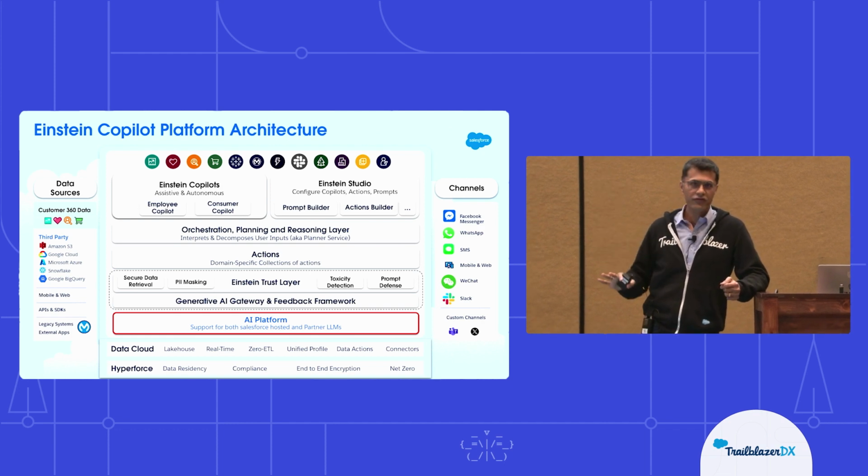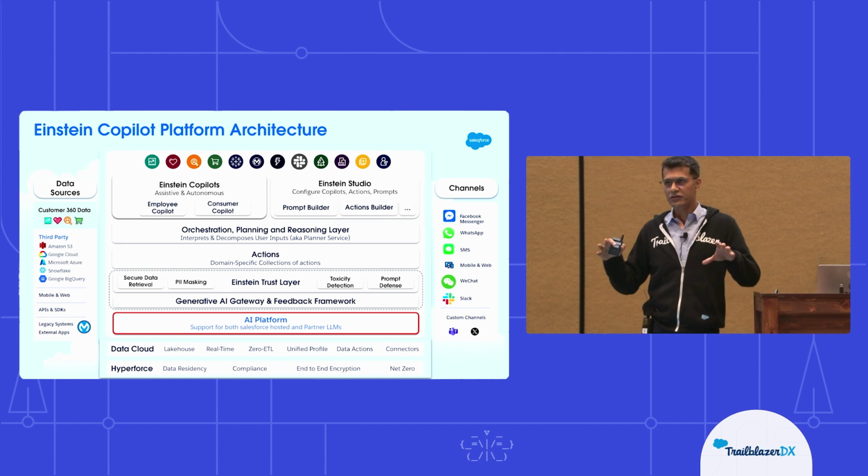Okay, so far what you have seen, all Hyperforce, Data Cloud, and AI platform are all existing Salesforce products and platforms which lay the foundation on which we have built the Einstein 1 platform and Einstein Copilot platform as well.